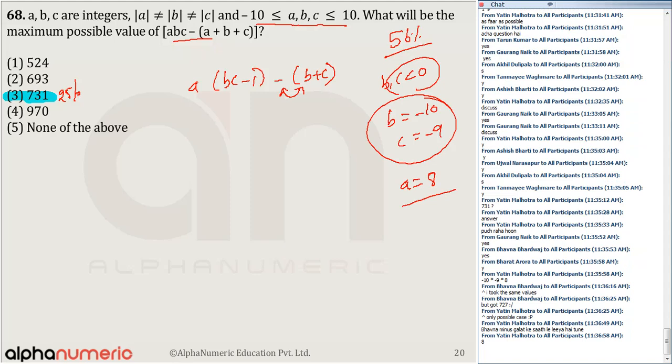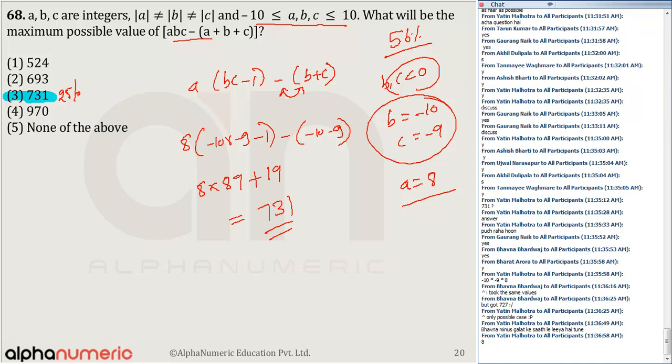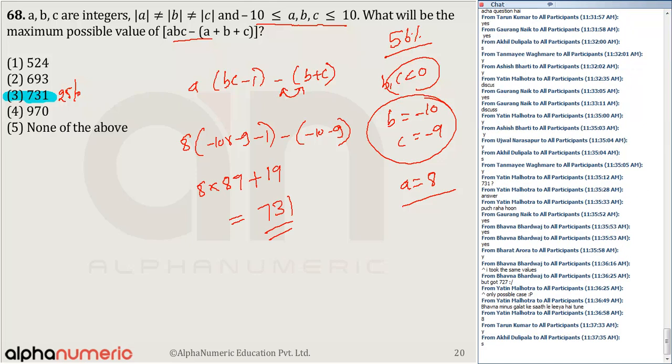So that is 8 into minus 10 into minus 9 minus 1, minus of minus 10 minus 9. It comes out to be 8 times 90 minus 1, that is 89, or here plus 10 plus 9 is 19. So the final answer is 731. So the answer is 731. Is that clear to all of you? Should I move ahead? Okay.